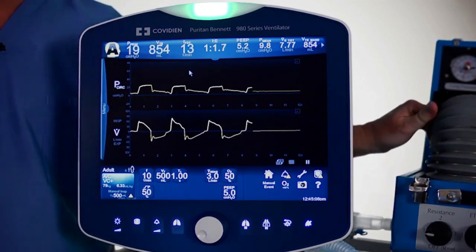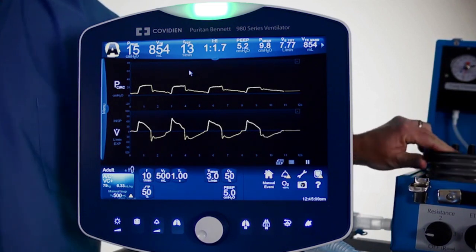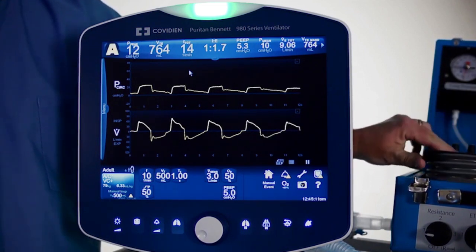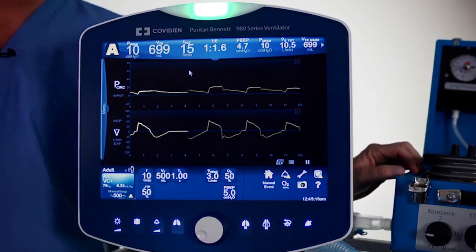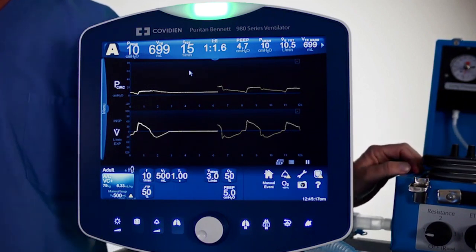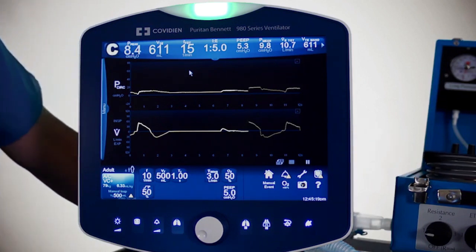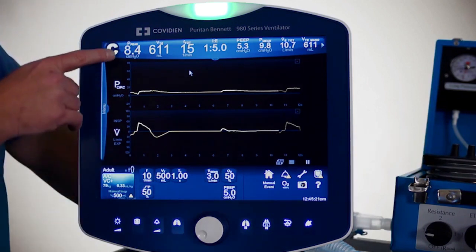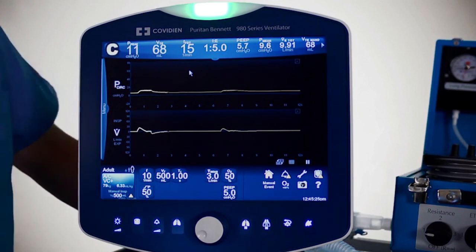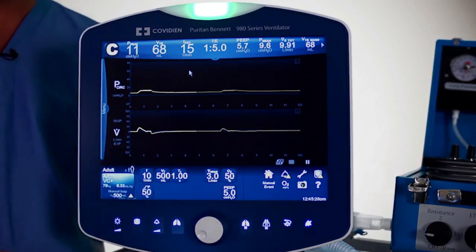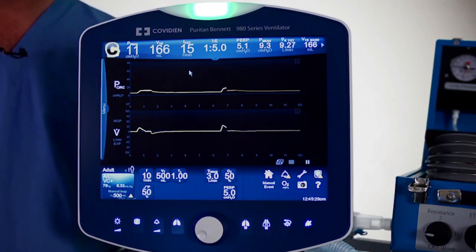And so the titration of the pressure is automatic in the VC Plus and the volume support software. And so it can lower itself down. If for some reason the patient becomes weaker and they stop participating in breathing, the machine is once again going to notice that, and the peak pressures will begin to rise back up 1 to 3 centimeters per breath on the next breath. And so you'll notice that the peak pressures are rising right now.